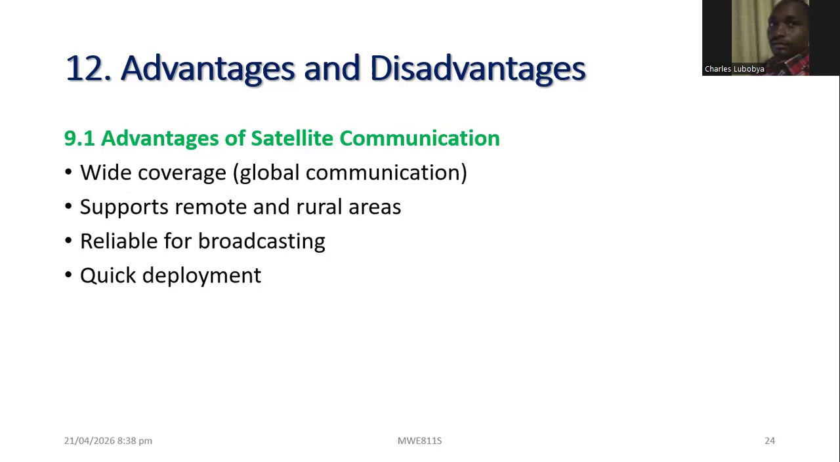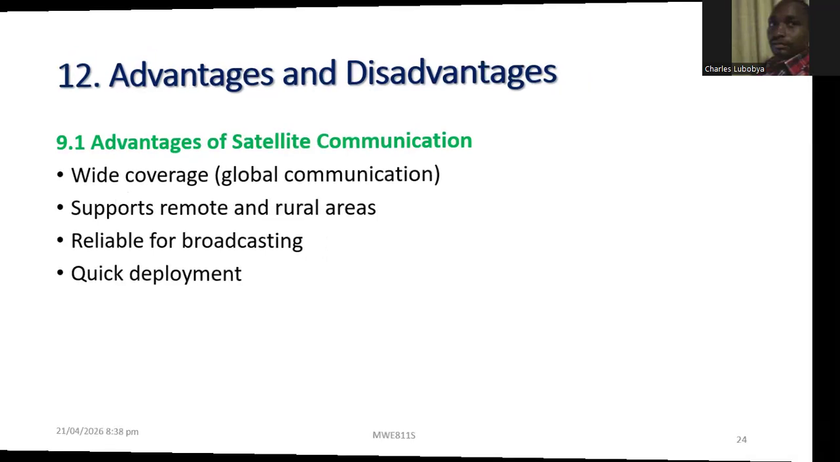And also it's reliable for broadcasting. So when you talk of television broadcasting, like we saw in the GEO, these satellites offer good signals for broadcasting. It also allows for quicker deployment, though of course that comes at a cost, but you can quickly deploy solutions for internet streaming, TV broadcasting, weather navigation, imaging, checking of minerals, and so on and so forth within a shortest period of time by making use of already launched satellites. So those are some of the advantages.